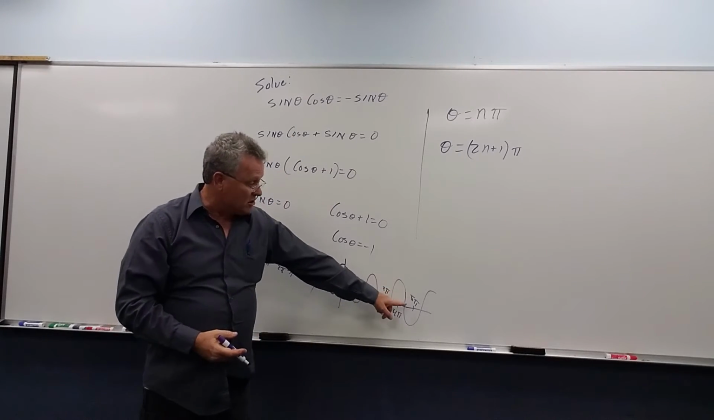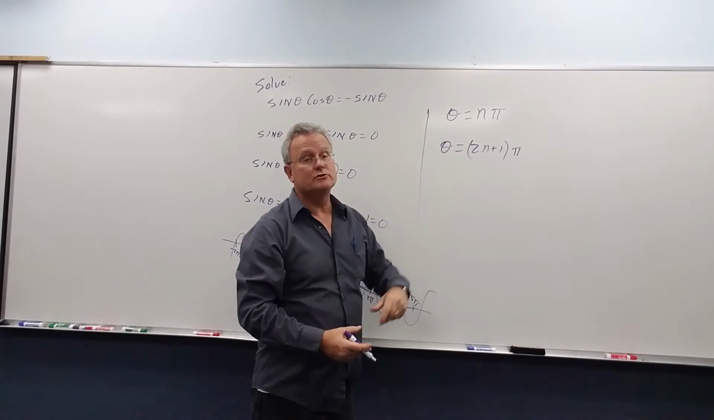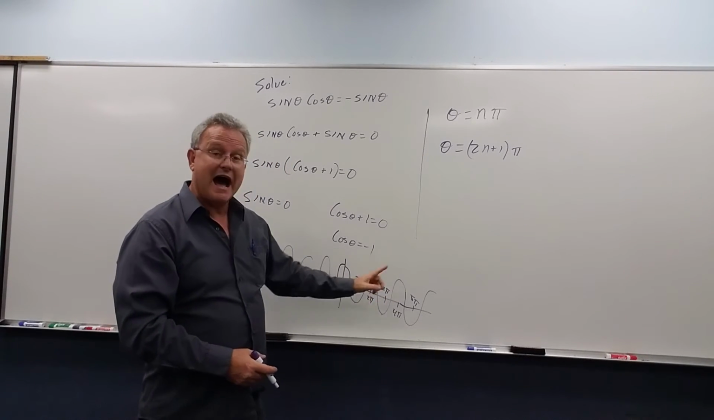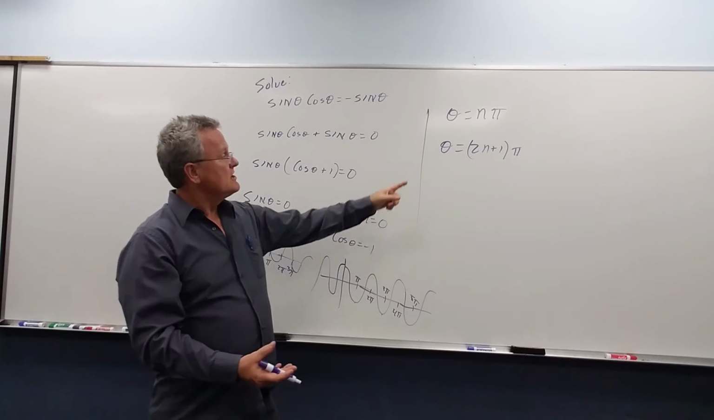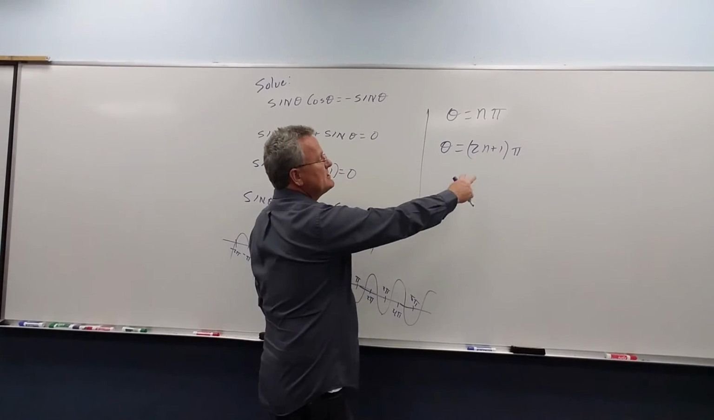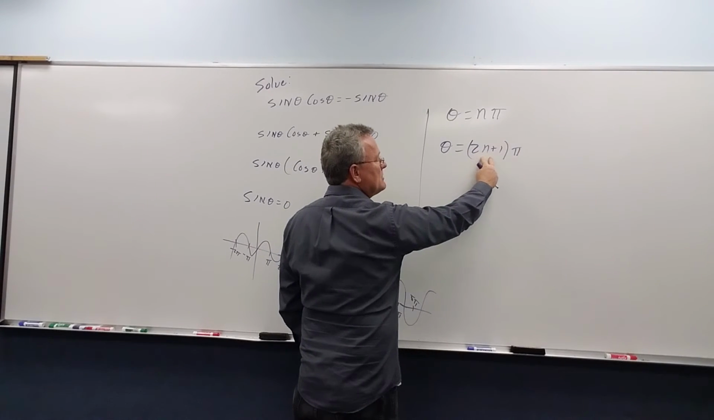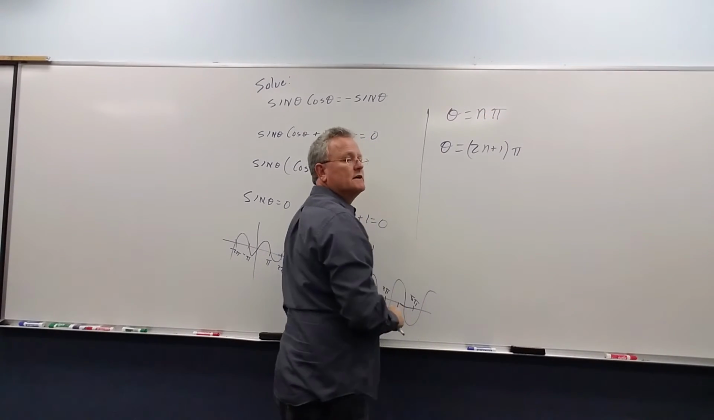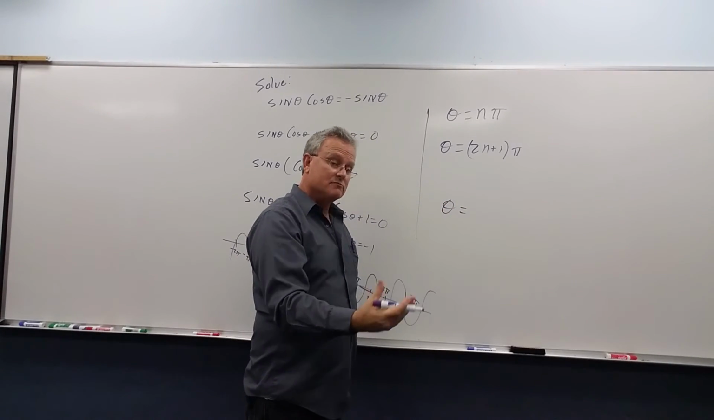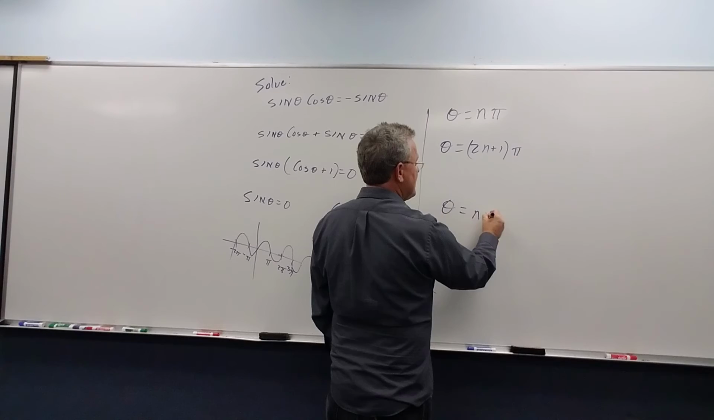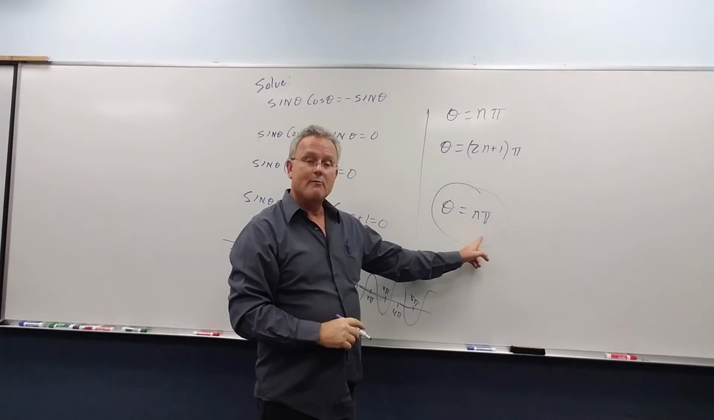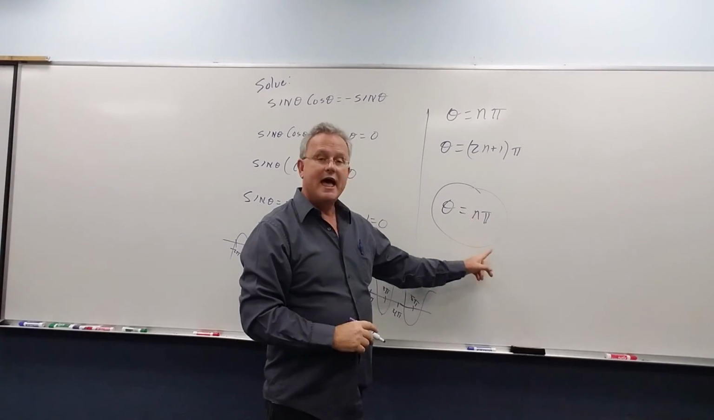However, all of these are part of this solution right here. N pi includes all the odd multiples, because n can be both even and odd. So because all of the odd multiples of pi are included in this, we can simply say the most general solution is theta is any integer multiple of pi. Here we might want to specifically note n is an integer.